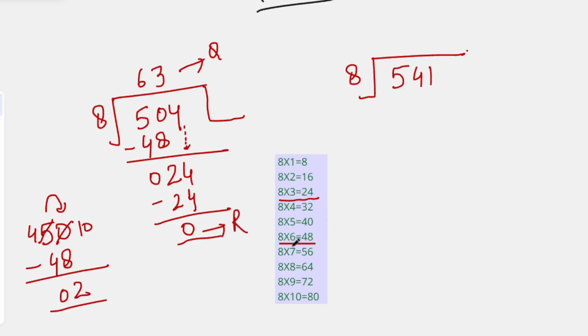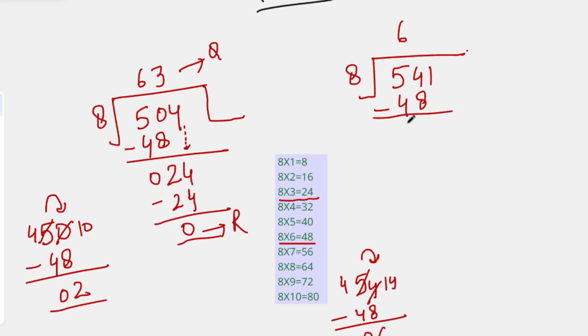Now again read the table of 8. 56 will be greater than 54. So we'll take 8 sixes are 48. Now see subtraction again. 54 minus 48. 4 minus 8 not possible. It will borrow and become 14. It will give away and become 4. 14 minus 8 we know 6. 4 minus 4 is 0. So we get 6. Now we'll copy this 1 here.